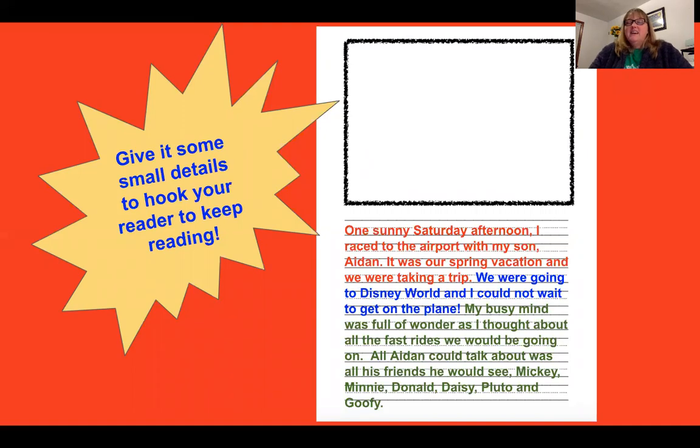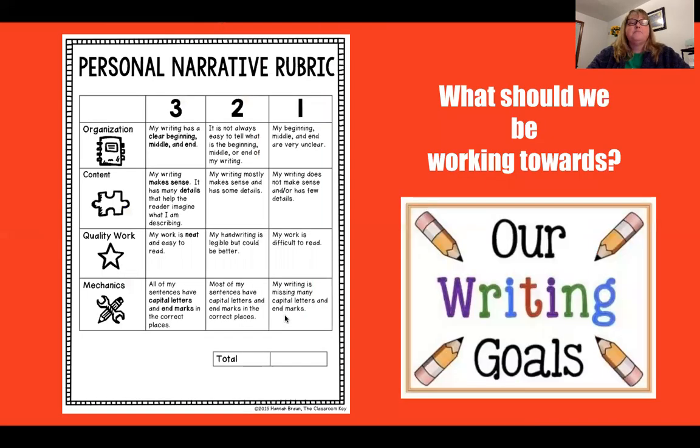That's it, right? So I told who my characters are, right? Myself and Aiden. So where are we going? We're going to Disney World. When are we going? On spring vacation. And what are we doing? We're going to Disney World to ride rides and see lots of characters. So if you look at that, then you see how I added detail and wanted to get my reader hooked so that my reader will want to keep going.